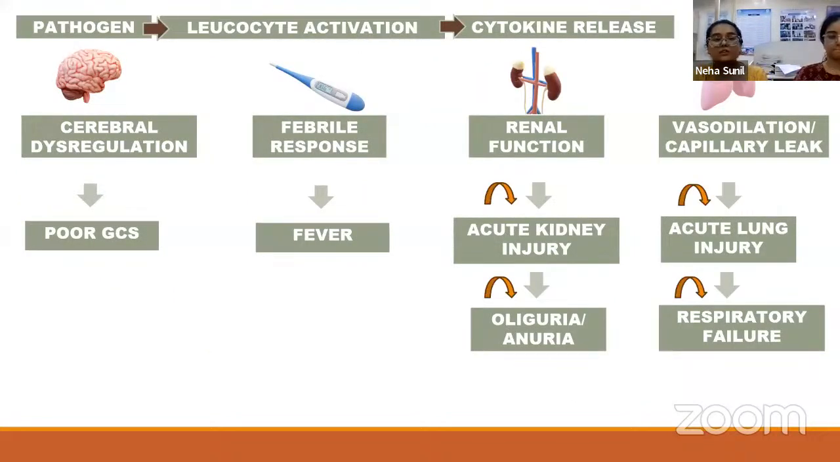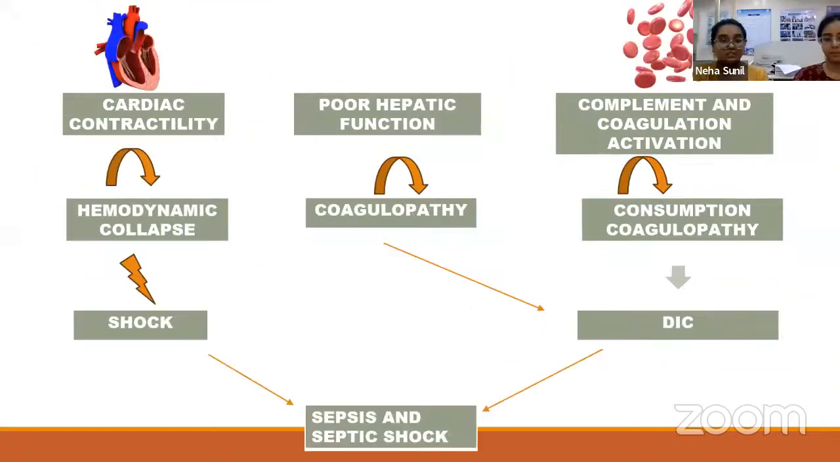This manifests in the organ systems as cerebral dysregulation. There's sepsis-induced delirium, and poor GCS will be seen. The febrile responses are seen as fever. In the renal system, acute kidney injury will manifest as oliguria and anuria. The vasodilation and capillary leak in the pulmonary system will lead to acute lung injury and result in acute respiratory distress syndrome. Initially, the compensation offered by the heart is no longer there.